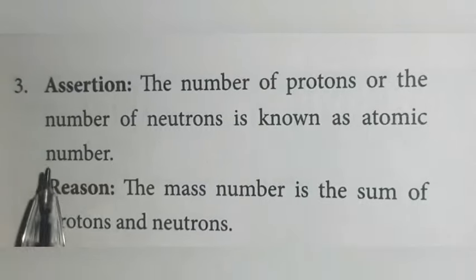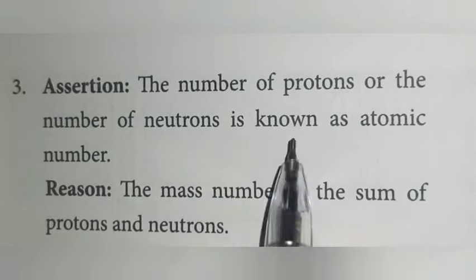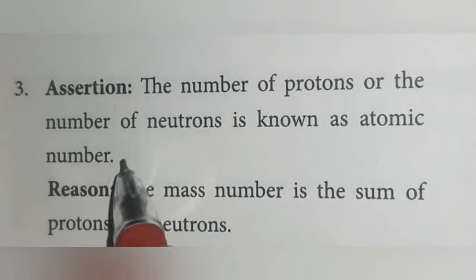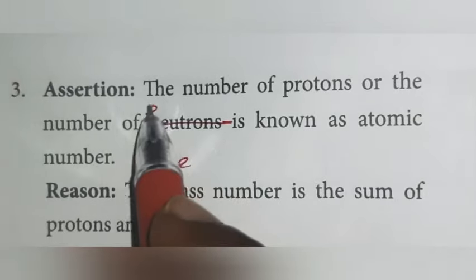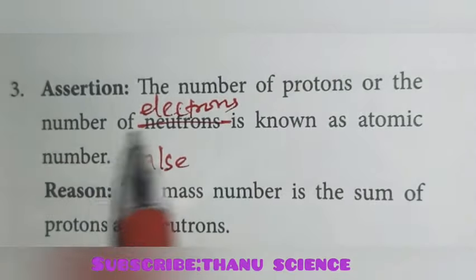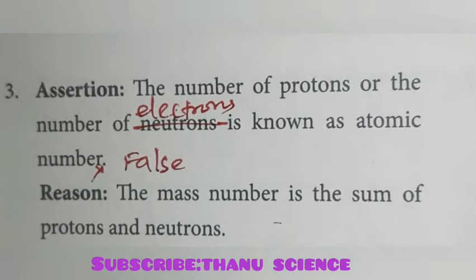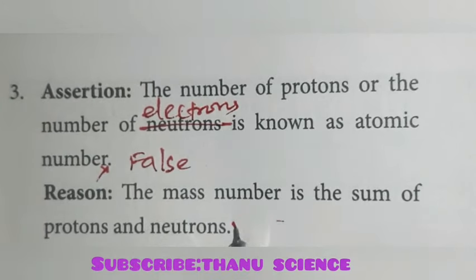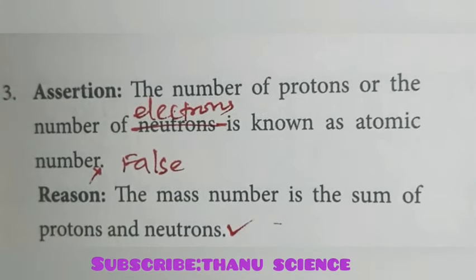Third one, assertion, the number of protons or the number of neutrons is known as atomic number. False. It is the number of protons or the number of electrons. So assertion is wrong. Reason, the mass number is a sum of protons and neutrons. Reason is correct. So assertion is wrong, but reason is correct.